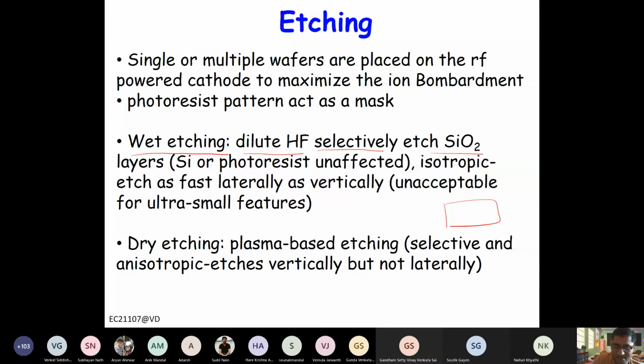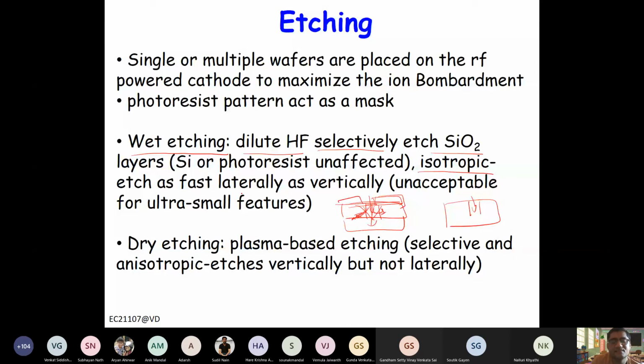So that means if you have a silicon dioxide layer here, right, what will happen? It will not only etch the silicon dioxide down, it will also etch sideways. This is basically covered by photoresist, right? And this is silicon dioxide. So it will etch below the photoresist also, right? So this is called undercut. So this is called isotropic. Anisotropic will basically just etch it vertically. So this is basically an undesired factor of wet etching.